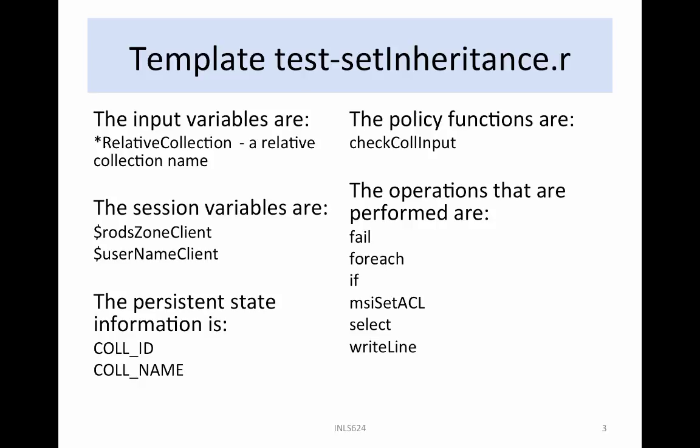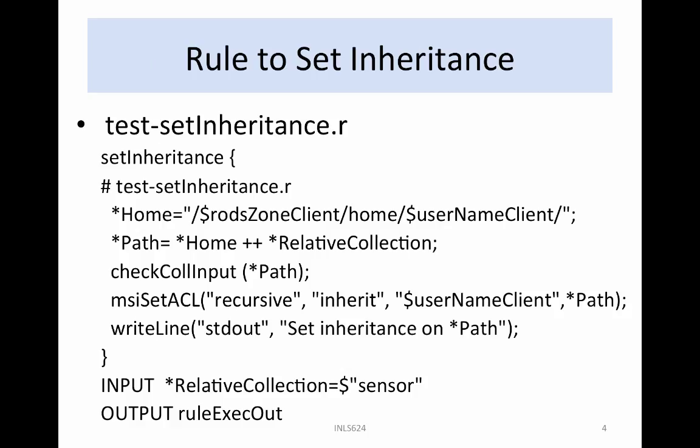The operations that are performed are fail to terminate the execution if the check collection input fails, for each to loop over the result set, if to do a conditional test, MSI set ACL to set the access control, select to generate a query, and write line to write an output line. The rule test-setinheritance.r is shown here.